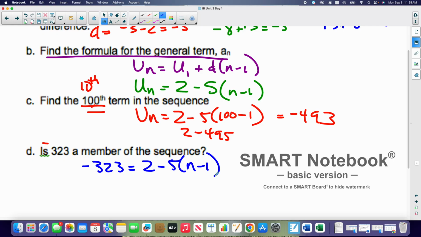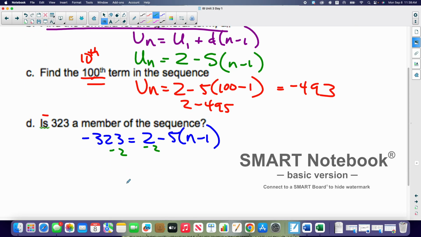Okay? Now be careful with this. Please do not put the 2 and the -5 together. They don't go together. All right? I would probably get rid of the 2 first. So I'd subtract 2 on both sides. So I get -325 equals -5 times n minus 1.